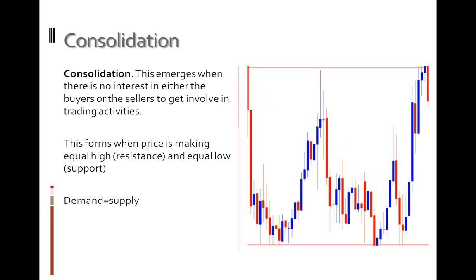Consolidation. When price is moving between equal support and resistance, we have a consolidation. And consolidation is a sign that there is no interest in the market. Consolidation is when buyers in the market are equal to the number of sellers, when demand equals supply.